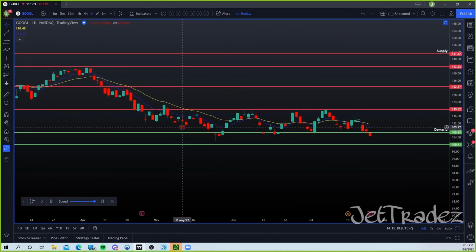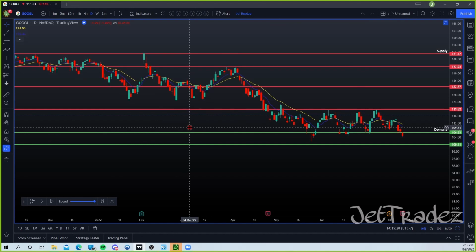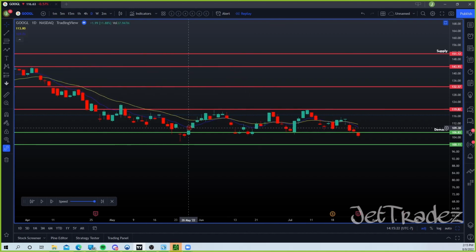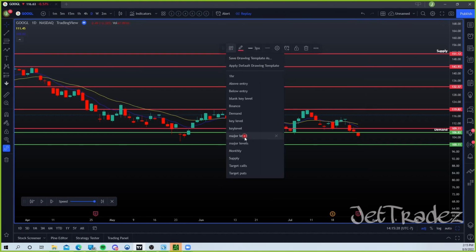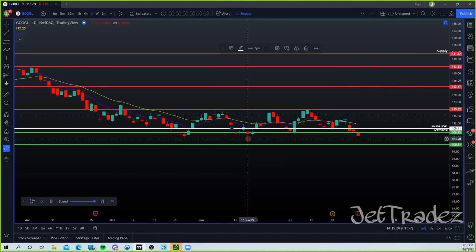Sometimes this is ugly. You gave me the ugliest sticker. Nice. Good stuff. Now let's see. The harder the better. So now we go to the major levels.